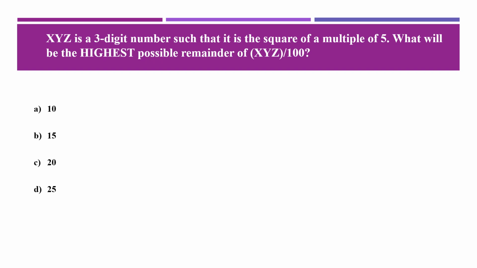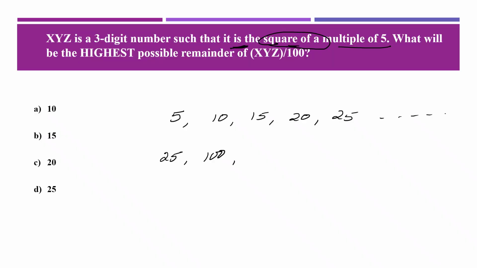XYZ is a 3-digit number such that it is the square of a multiple of 5. Okay, let's note down the multiples of 5. It's 5, 10, 15, 20, 25. It just goes on. So squares of these numbers: square of 5 is 25. Square of 10 is 100. Square of 15 is 225. And this is going to be 400. And this is going to be 625, if I'm not wrong.